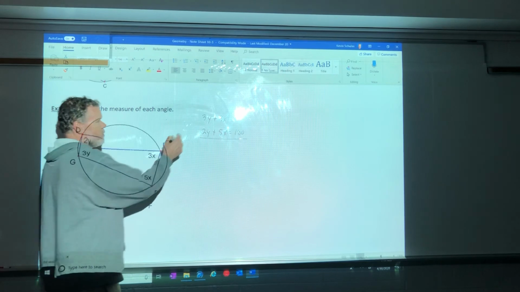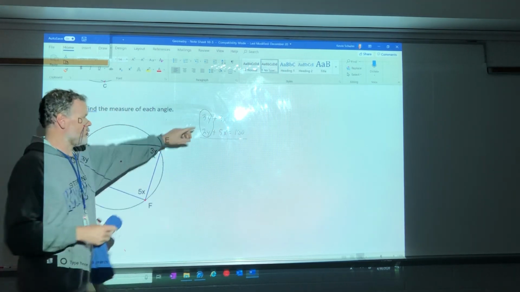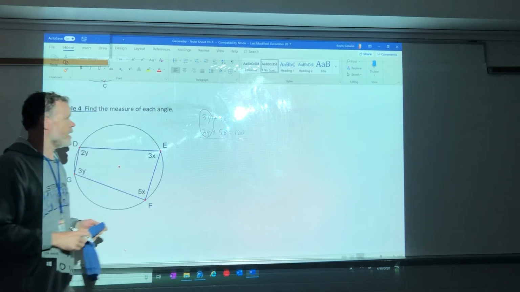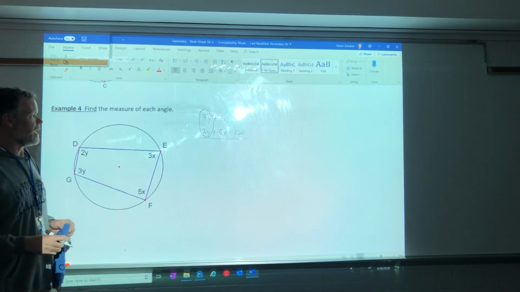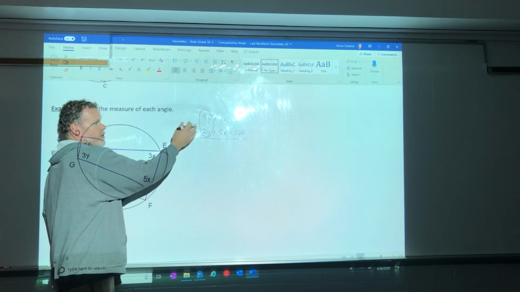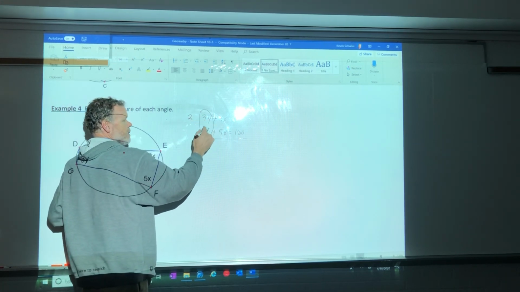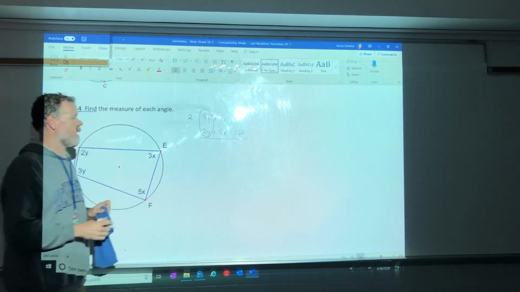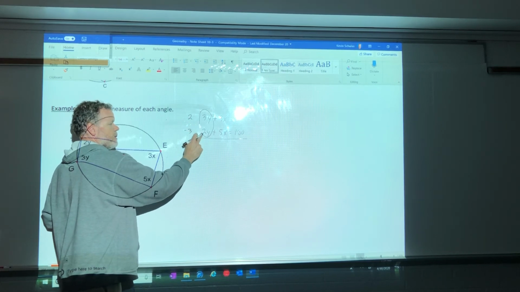So what I'm going to do is work to find my opposite right here. I always like to go with the two lower coefficients. So to get an opposite, I'm going to multiply this 3y by 2, and that's going to give me a 6y. And I'm going to multiply this 2y here by -3.